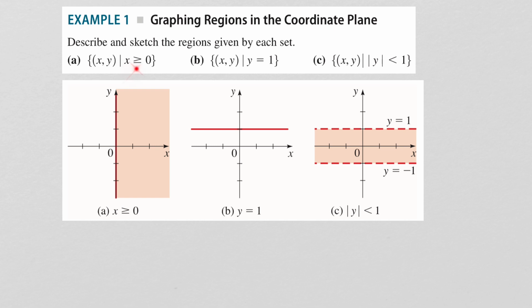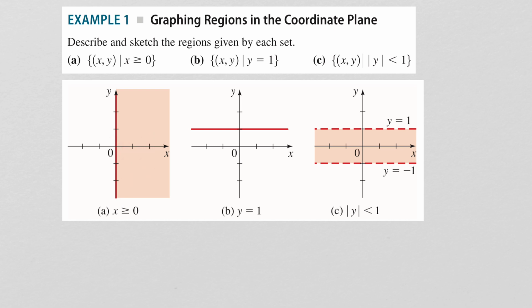Now it is x is greater than or equal to 0, and so we are also including this vertical line here. Now there are, of course, y coordinates to all of these points as well, but this makes no mention of what y needs to be, and so in this case, y can be anything, which is why we're including positive values of y, negative values of y, and also where y is equal to 0.